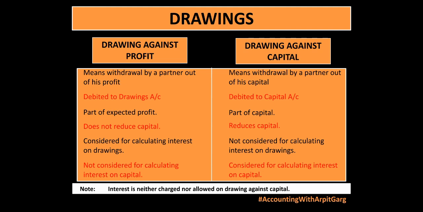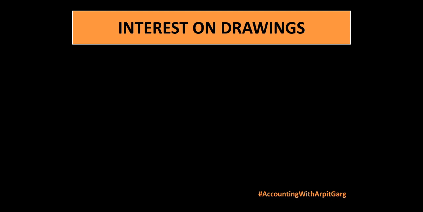Next, please note, interest is neither charged nor allowed on drawing against capital. It is interest on drawing. Interest on drawing is neither charged nor allowed on drawing against capital. And for drawing against profit, we have to see this. Then let's see how interest on drawing is calculated.